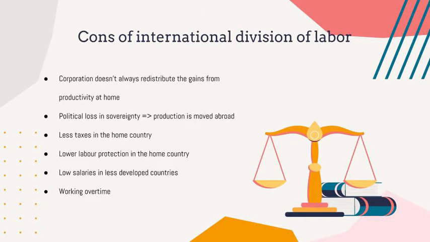Now, I will tell you something about disadvantages of the International Division of Labor. The problem typically is that the gains to productivity do not always get redistributed in the home country. The home country can only tax the production that takes place domestically. The risk is that if the home country increases the tax rate too high, the corporation will move more of its productive process abroad. This is why the home country loses some political sovereignty.